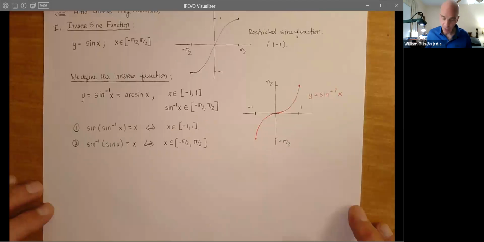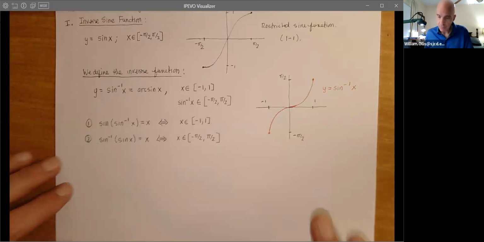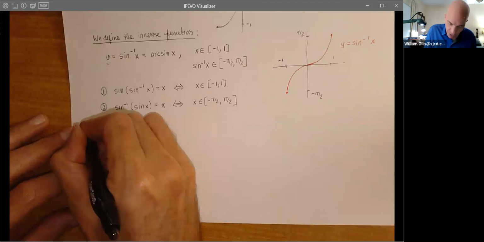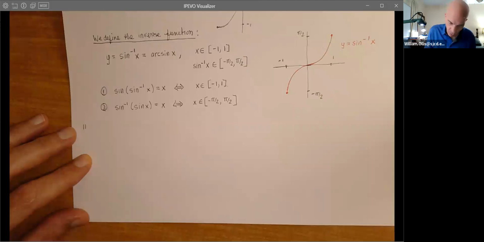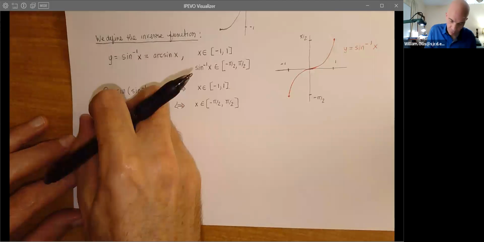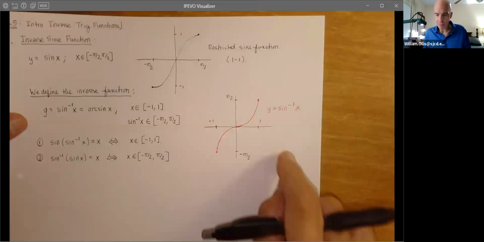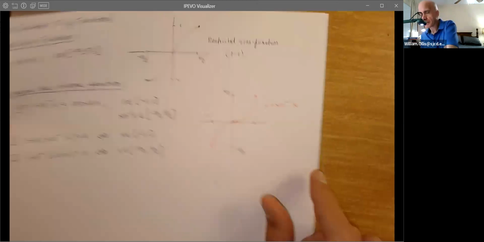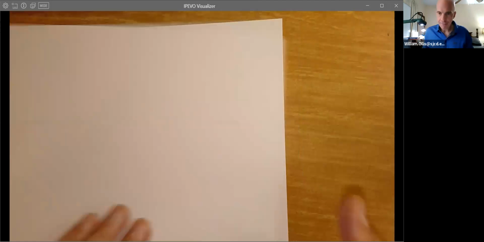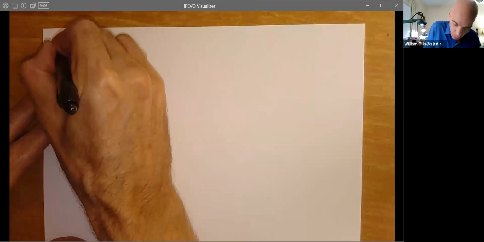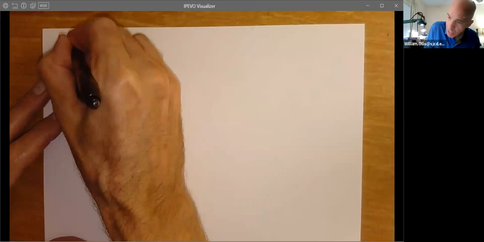Now let's do the same for inverse cosine. I'll just do this on a new sheet so I won't run out of room. So commit to memory. The inverse cosine, let's do that one. We'll call this one 2. Define it the same way. Inverse cosine function.